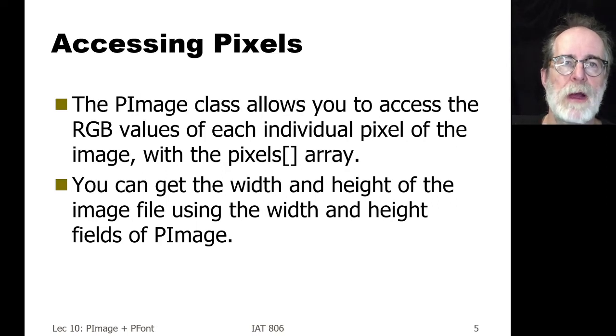So the PImage class allows you to access RGB values in each individual pixel of the image with the pixels array from the image. You can get the width and the height of the image in the file by accessing the width and height fields of PImage. So you say im.width, im.height in order to access those two pieces of information. And that'll give you the information you need because the number of pixels equals width times height. Okay, so that's essentially the starting point of how to access files.